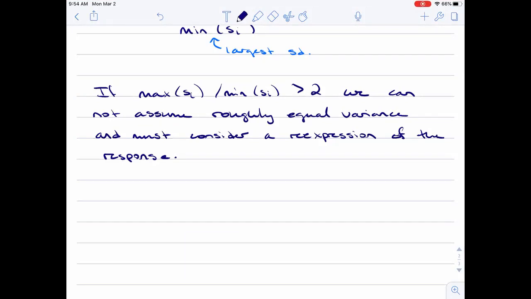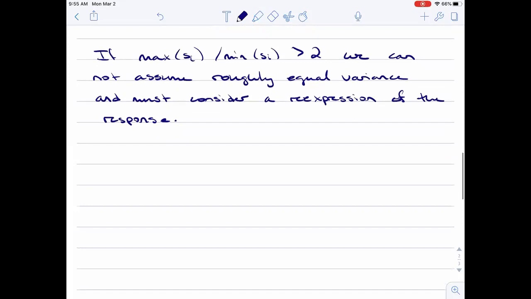So we've got this little check-in point, right, of the maximum standard deviation over the minimum. If it's less than 2, then we're good. If it's larger than 2, then we have to consider some sort of re-expression. Most often, if we need to transform an Anova type of response, then we use a log transformation, a natural log. But there's some other methods that we could use.